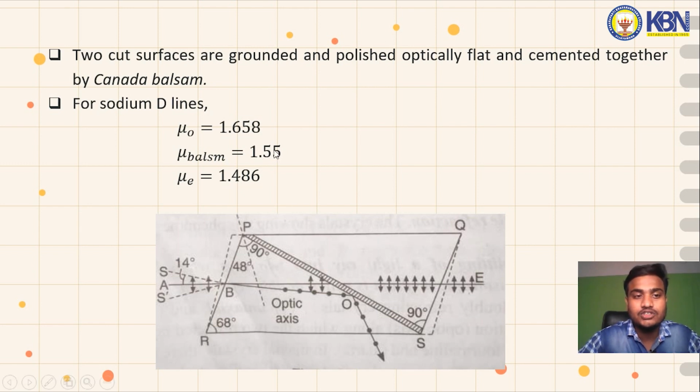Here you can see for the sodium D lines, the refractive index of the ordinary ray is 1.58, the refractive index of Canada balsam is 1.55, and the refractive index of the extraordinary ray is 1.486. These are the refractive indices for the sodium D lines.